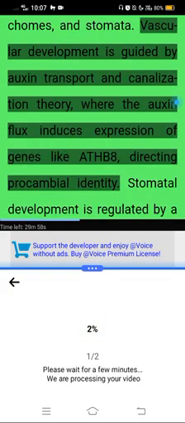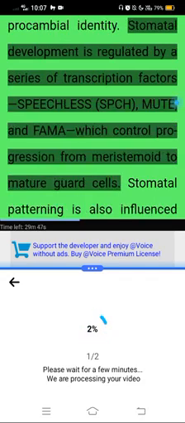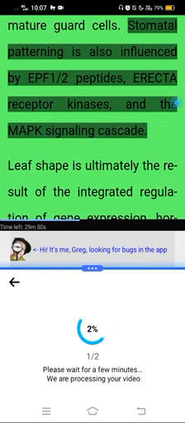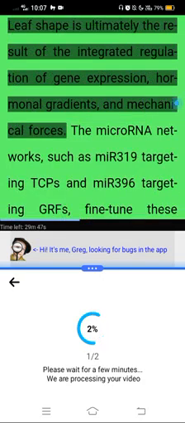Vascular development is guided by auxin transport and canalization theory, where the auxin flux induces expression of genes like ATHB8, directing procambial identity. Stomatal development is regulated by a series of transcription factors, SPEECHLESS, MUTE, and FAMA, which control progression from meristemoid to mature guard cells. Stomatal patterning is also influenced by EPF1/2 peptides, ERECTA receptor kinases, and the MAPK signaling cascade.